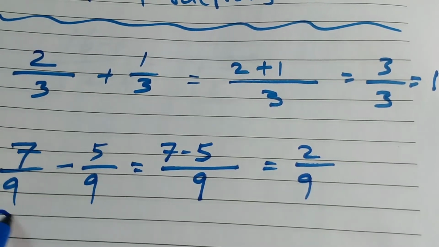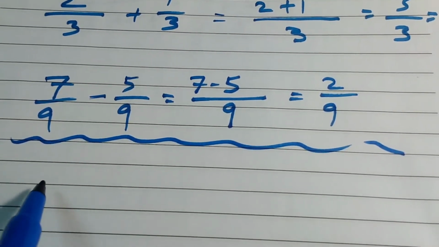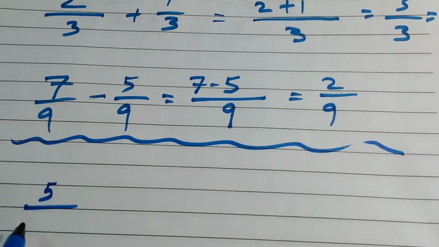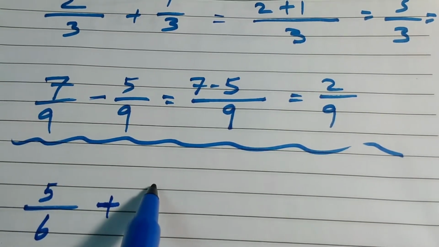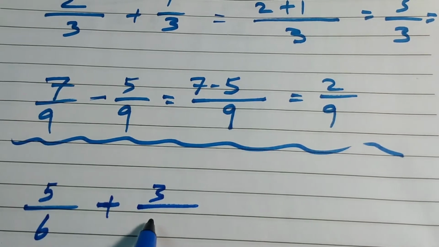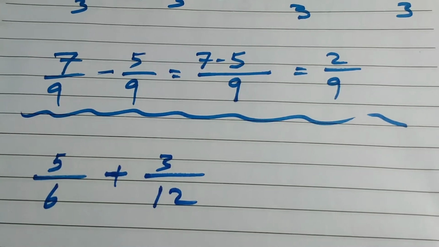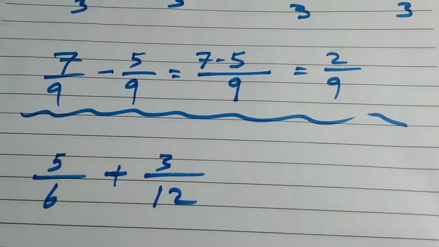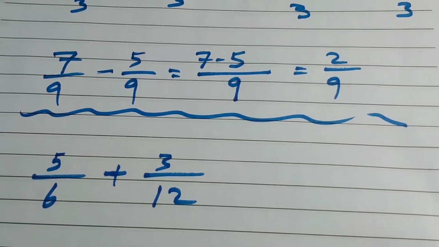So look, another question. 5 over 6 plus 3 over 12. Look, my dear, now the denominator is not the same. So there are different ways, but I recommend you use this way. You can make the denominator the same. It will be the easiest one.